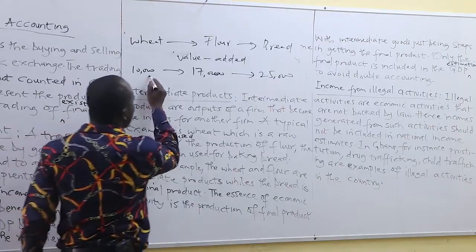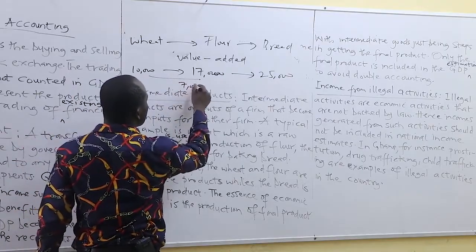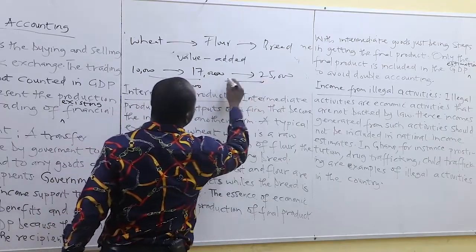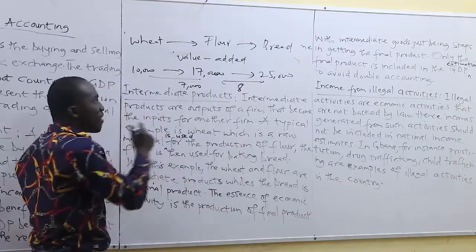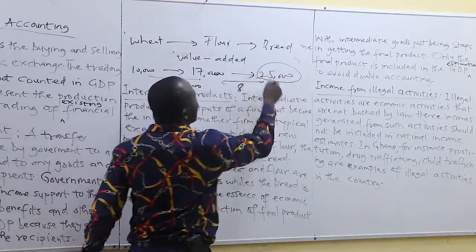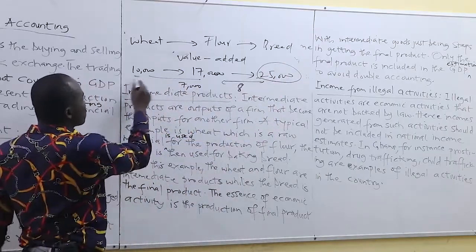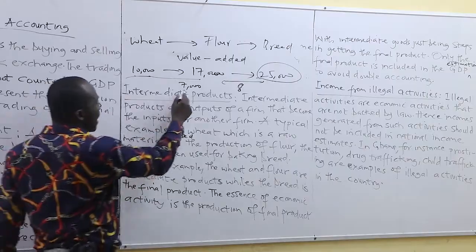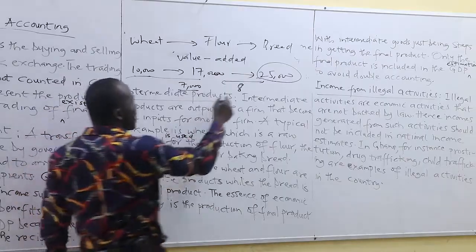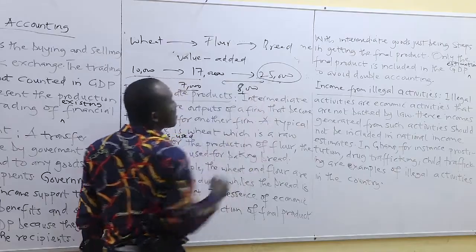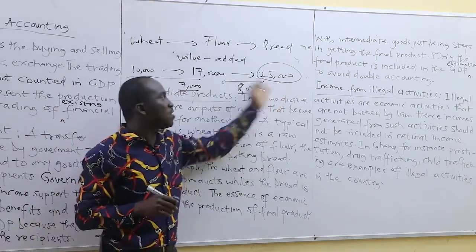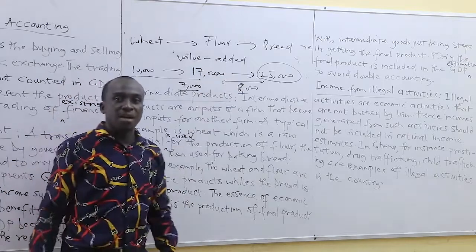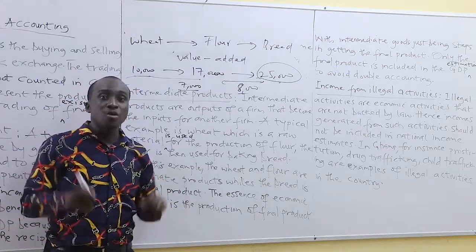From here to here, the value added is what? 7,000. From here to here, the value added is what? 8,000. So if they don't want to use the final product, they can use the value added. They take 10,000, plus the value added, 7,000, plus the value added, 8,000, and you get 25,000. That's equal to the final product. So if they want to use the final product for the estimation, you can use the value added. That's why they have VAT, value added tax.